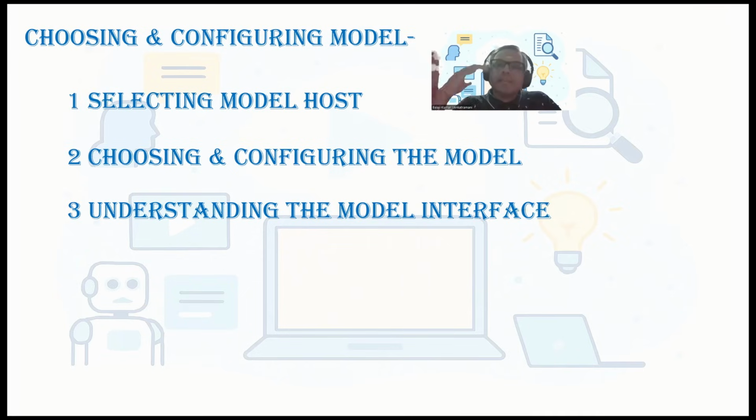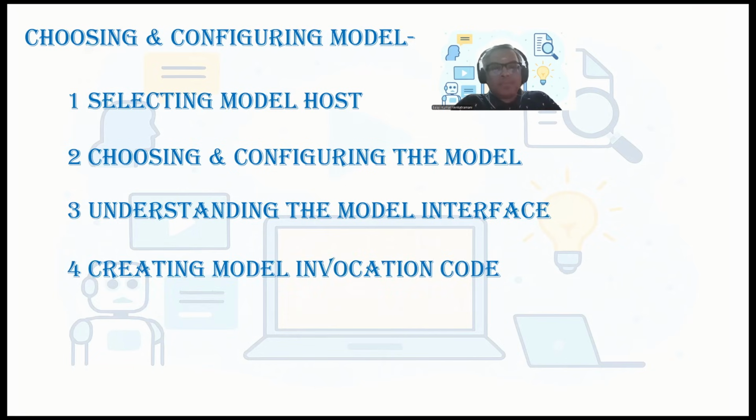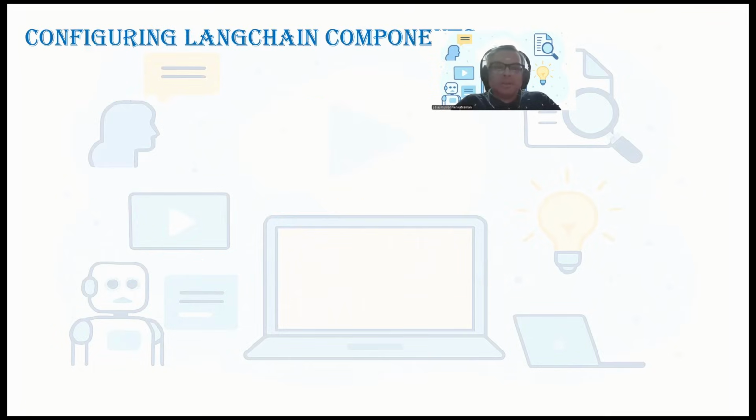But step 3 essentially involves understanding this interface on the model so that we can make an API call on the model, right? And once these 3 steps are done, we just go ahead and invoke the code on the model so that the large language model returns the intended results, right? So that's about choosing and configuring the model.